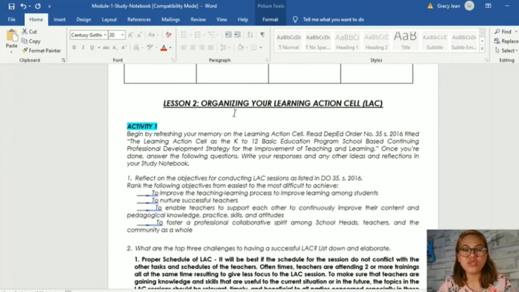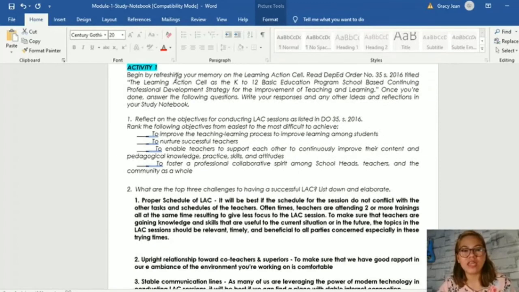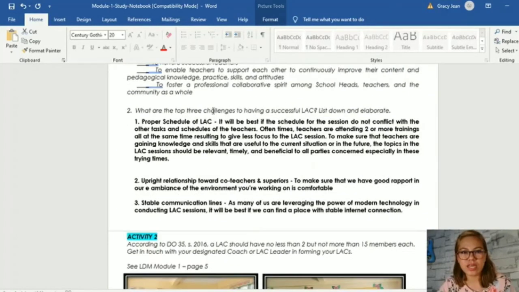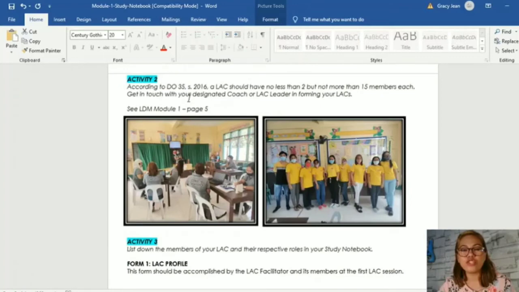Then we also have lesson 2, organizing your learning action cell. Okay, yun po ang question niya. And here, of course, you need to have a proof that your group and your LAC profile is included. Of course, it should have not less than 2 but more than 2. As for our LAC mates, our group, LAC session group, we have 2, 4, 6, 8, 9. No, we have 9 members.